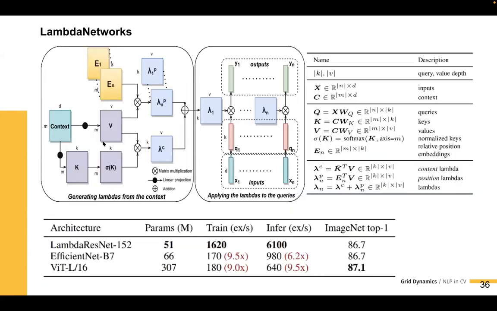So, here is how it works. We have some context. For example, we have M tokens with dimension D. These M tokens are like the number of patches.